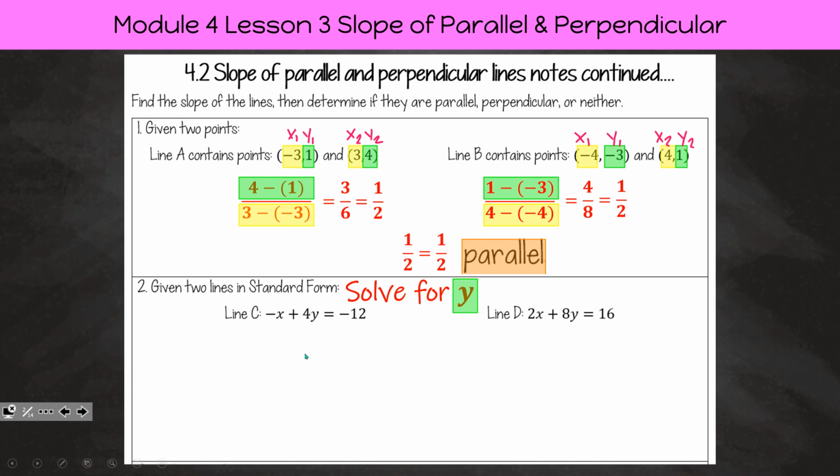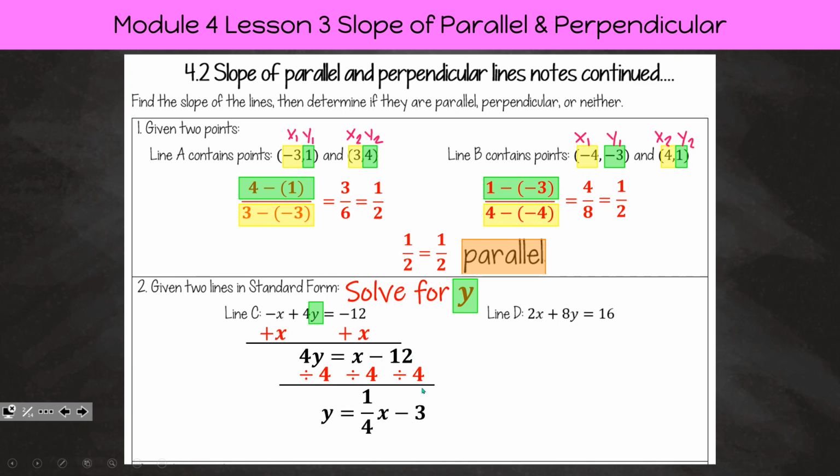So the first thing we're going to do to get this y by itself is to add x to both sides so that it goes across the equal sign. When I add x to both sides, I get 4y is equal to x minus 12. I divide by 4. 4 divided by 4 will become 1. x divided by 4 will be 1/4 x, and negative 12 divided by 4 will be negative 3. So now I've rewritten this equation in slope-intercept form, and I can find my slope.